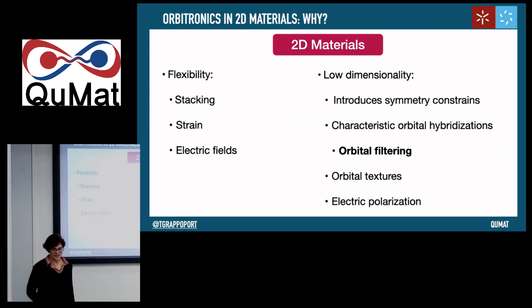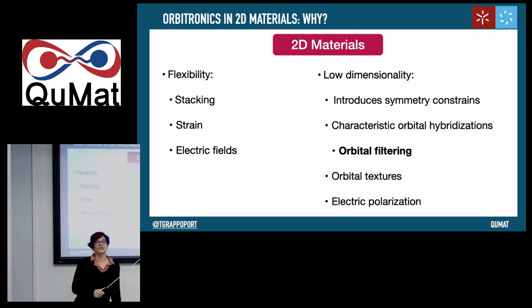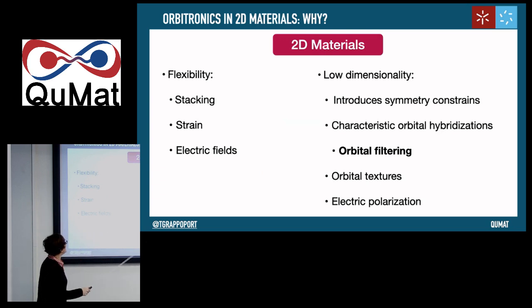orbitronics in 2D materials and discuss why 2D materials are interesting. Some of the ideas are valid also for other quantum materials. But what you normally hear about 2D materials is that it's very easy to tweak their properties by gating, stacking them, changing the angle between them, doing twisted materials, applying strain. They are very flexible.